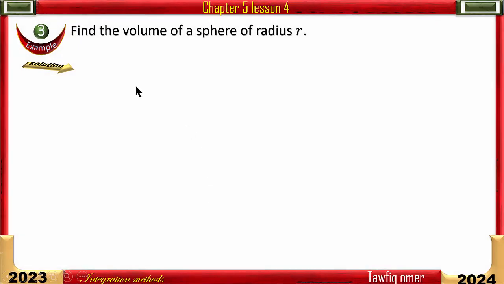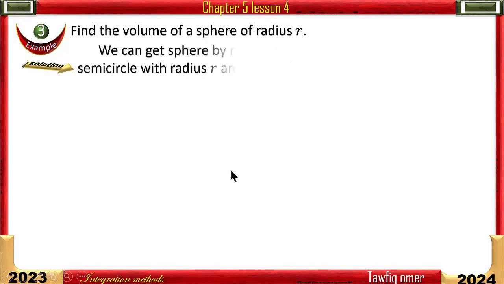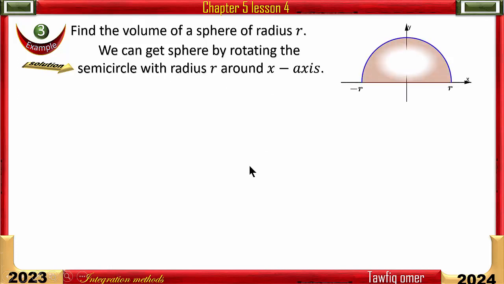Example. Find the volume of the sphere of radius r. We can get a sphere by rotating the semicircle with the radius r around the x-axis. This is a semicircle with the center 0, 0 and radius r. We must find the function of this semicircle.